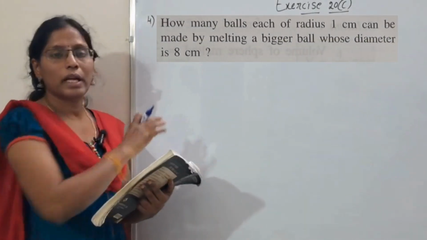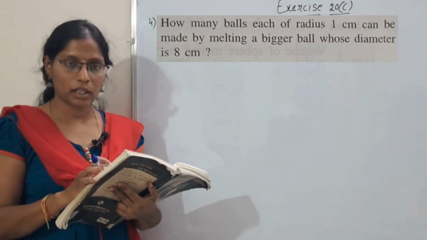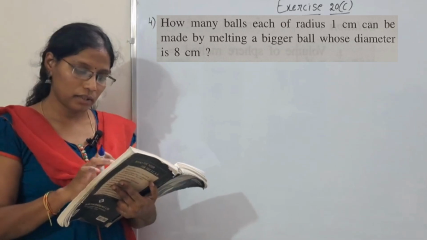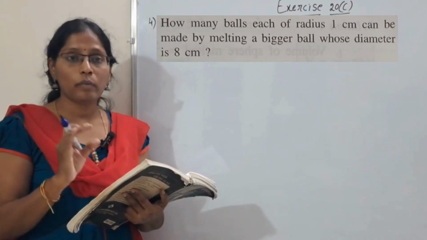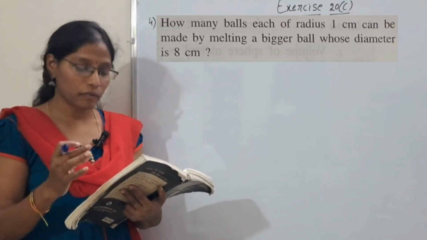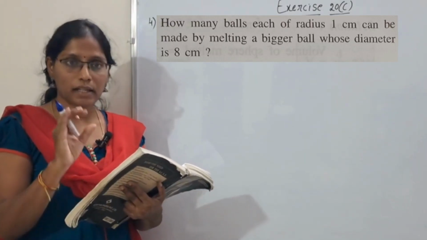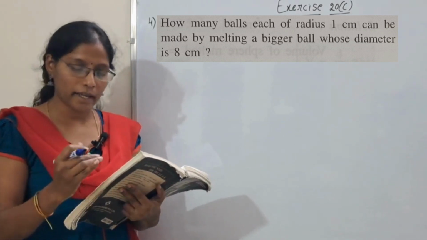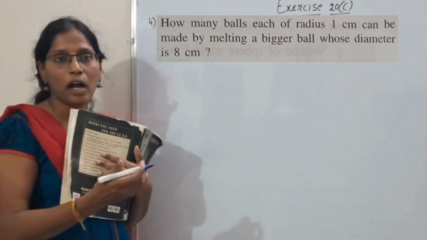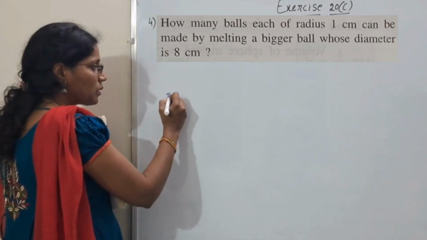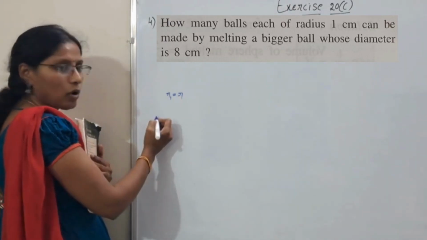Next, problem number 4. In this problem, how many balls, each of radius 1 centimeter, can be made by melting a bigger ball of diameter 8 centimeters? How many balls can we make by melting one bigger ball? Here smaller balls have radius 1 centimeter and the bigger ball has diameter 8 centimeters, they have given. Number of balls melted, that we have to find out. Here the smaller ball radius is given.